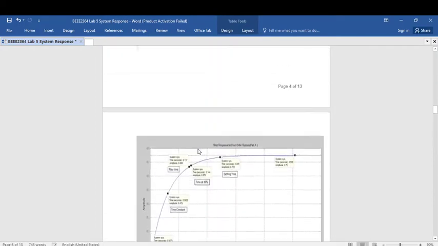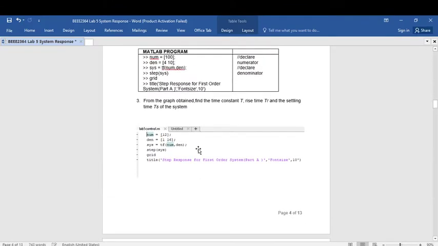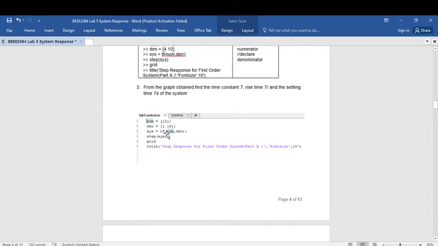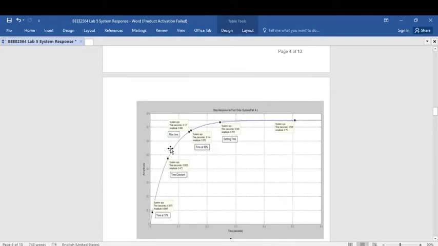From the transfer function I have obtained, I put the transfer function inside the MATLAB coding, and as shown here, we have numerator 12 and denominator 1 and 16. And then to produce the graph, we use the command grid, and the graph will appear like this.